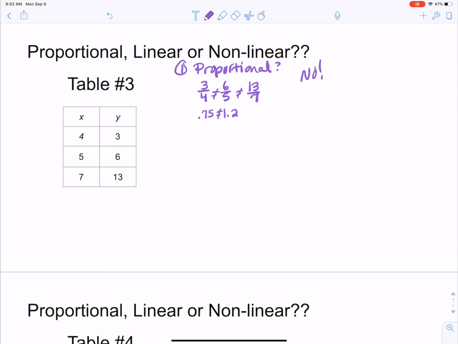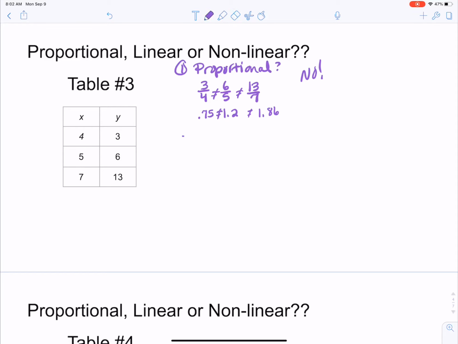13/7, by the way, is not equal. If you wanted to show that part, you're going to get a decimal for that. It is approximately 1.86, which is also not equal, all right? It could have been possible that it was equal to one of these, but it takes all of them being equal. So we know it's not proportional.